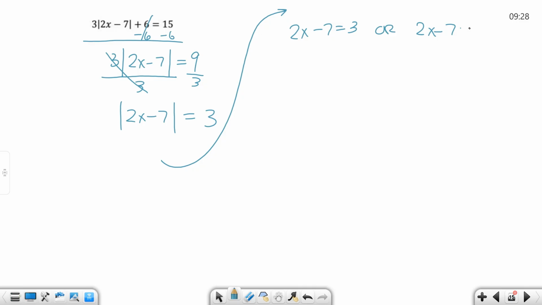2x minus 7 equals 3, or 2x minus 7 equals -3. Those are my 2 equations. Never change the 2x minus 7. 3 and -3, okay? So now we're going to solve.